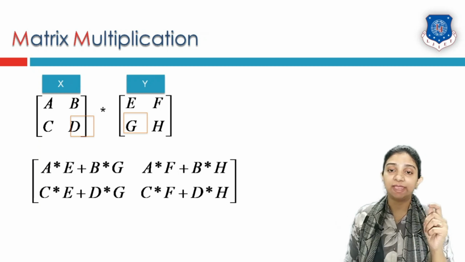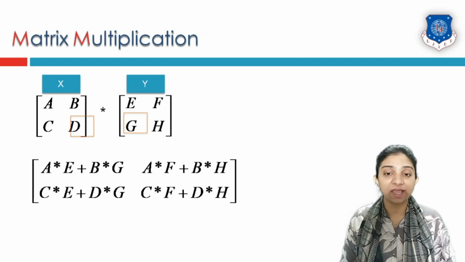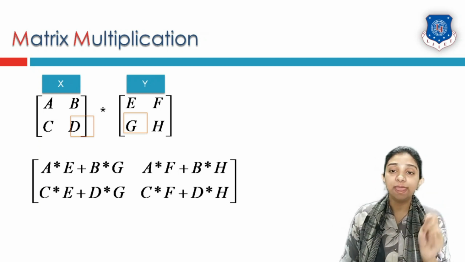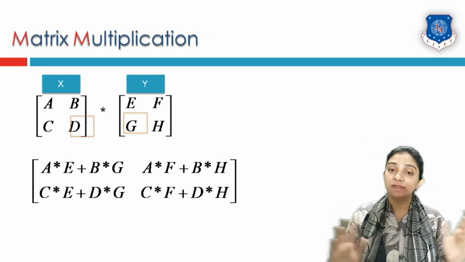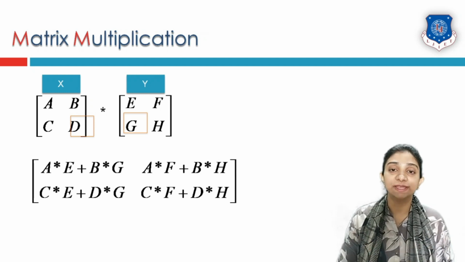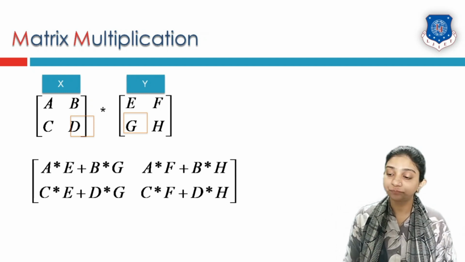So this is A into E plus B into G as my first component. A into F plus B into H as my second component. Likewise, the matrix multiplication is carried out.